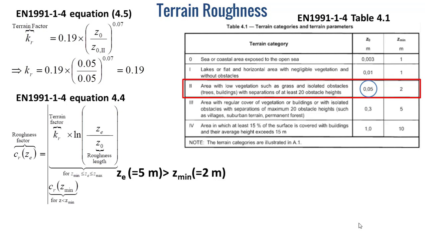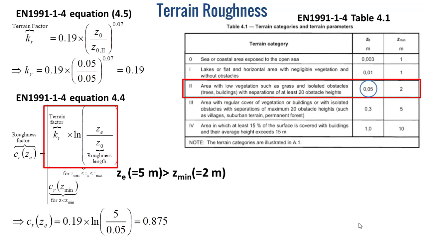Now, based on this terrain factor, we can determine the terrain roughness using the formula that you see now. And for our case, reference height ZE equal to 5 meter is higher than Z minimum equal to 2 meters. This Z minimum is given by the table, as you can see. So we can use the formula highlighted here in red, and applying numerically this formula, we determine the terrain roughness CR at the reference height ZE equal to 0.875.